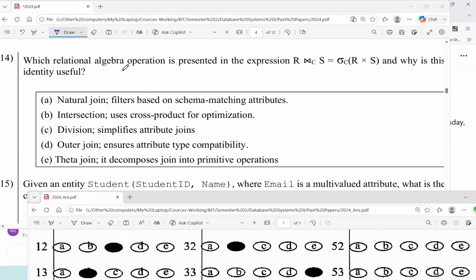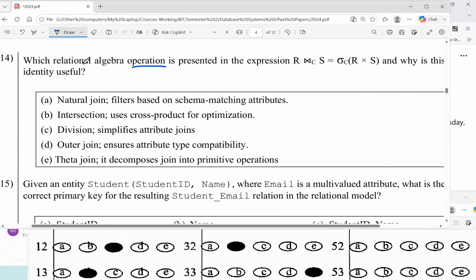Which relational algebra operation is presented in the expression? Is this join or is it Cartesian product?